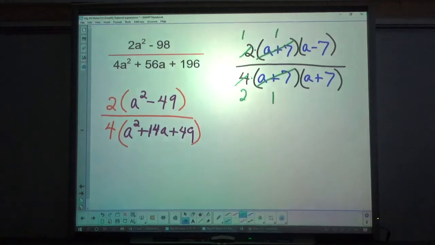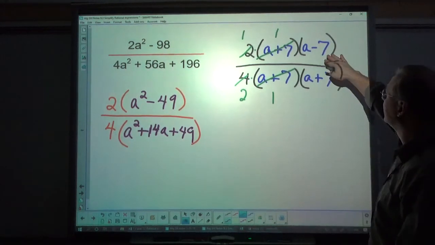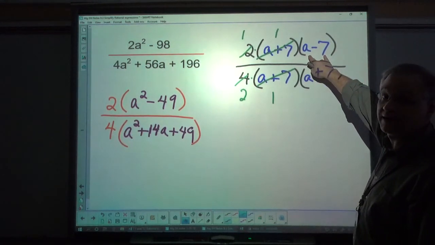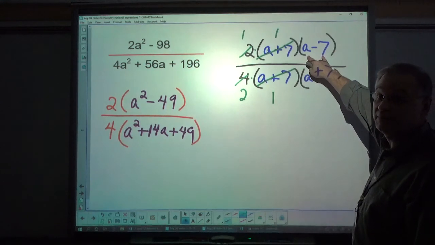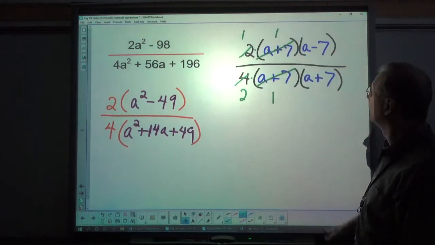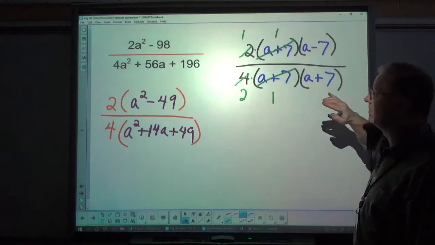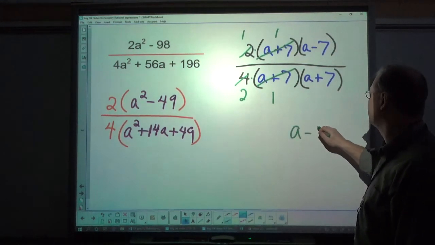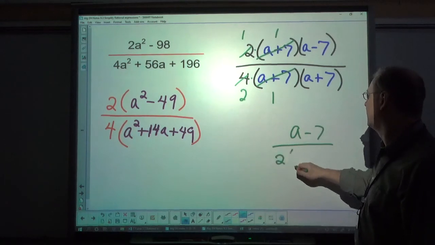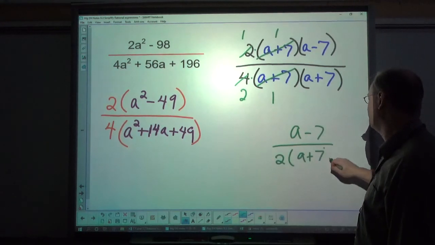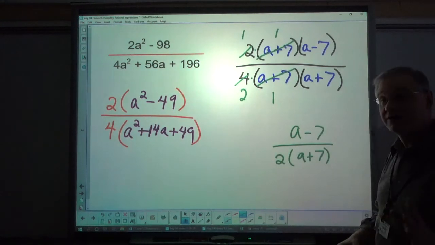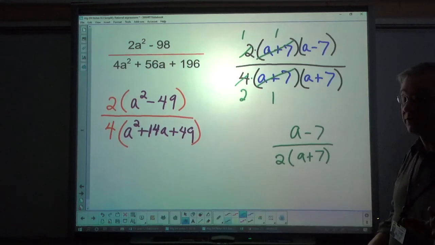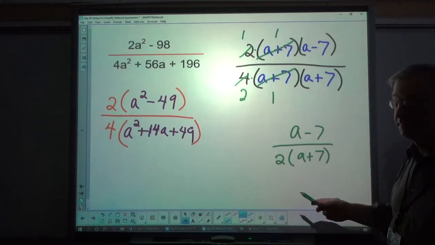Now, a lot of people are going to want to say, oh, can't I just pull a negative 1 out of this so that it becomes a plus 7? Nope, that would be negative a plus 7, not the same as a plus 7. So you end up with a minus 7 on top, 2 times a plus 7 on the bottom. You're done. Don't go any further. That's it.